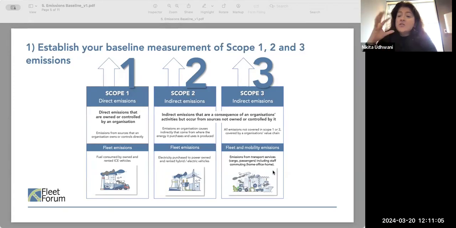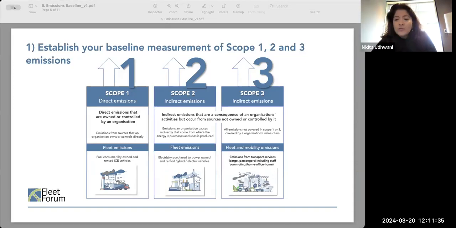Then there's the scope 2 emissions. This covers your indirect emissions from purchased sources. So this is about the electricity your fleet might be consuming if you have electric or hybrid vehicles in your fleet. Here in particular, we are talking about the electricity that is purchased to power your owned and rented hybrid and electric vehicles. That's scope 2.